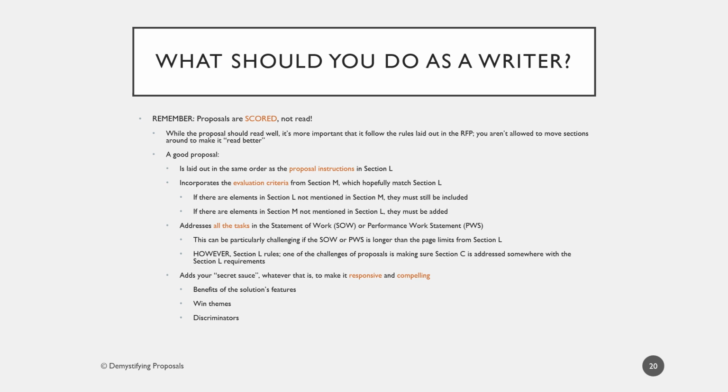So one of the big things that you're going to have to figure out is how you're going to write to all of the tasks in fewer pages than the government wrote to all of the tasks. It's fun. And then the last thing and the most important thing you need to do, because it's what makes your proposal responsive and compelling, is what are the benefits of your solution's features? What are your win themes and discriminators? And do they come through in your writing?